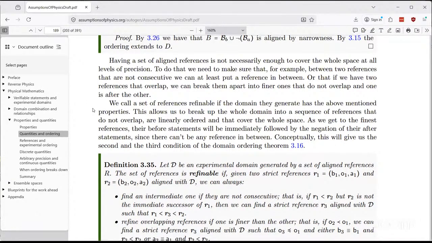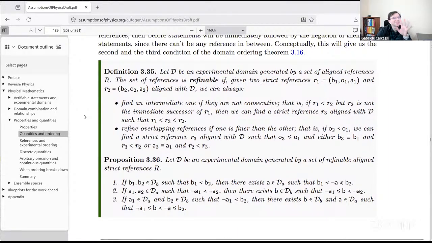Okay. We call a set of references refinable if the domain they generate has the above mentioned properties. This allows us to break up the whole domain into a sequence of references that do not overlap, are linearly ordered, and that cover the whole space. As we get to the finest references, their before statements will be immediately followed by the negation of their after statements, since there can't be any reference in between. Conceptually, this will give us the second and the third condition of the domain ordering theory.